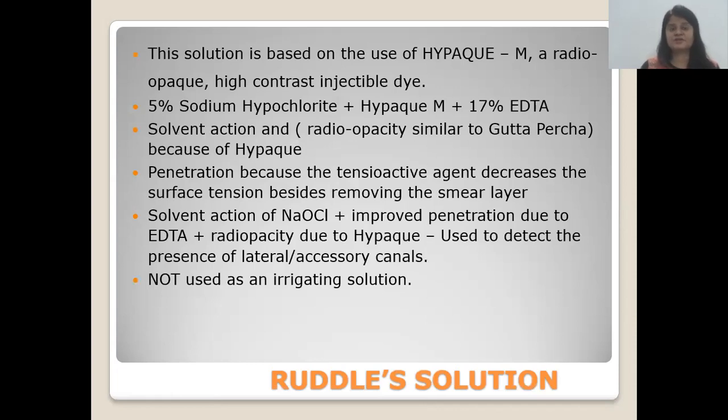Then coming on to another solution, that is the irrigation hurdle solution, which is based on a high PPM, a radiopaque, high contrast injectable dye. 5% sodium hypochlorite plus HAPAC plus 17% EDTA is known as a hurdle solution. It has solvent action and radiopacity similar to a contrast medium. Penetration is achieved in the dentinal tubules because of the surface active agent which decreases surface tension. Besides removal of the smear layer, there is the solvent action of sodium hypochlorite plus improved penetration due to the EDTA, and radiopacity due to HAPAC is used to detect the presence of lateral or accessory canals, but it is not used as an irrigant material.